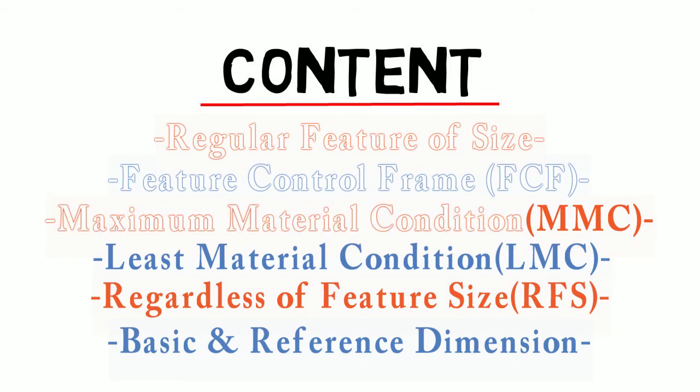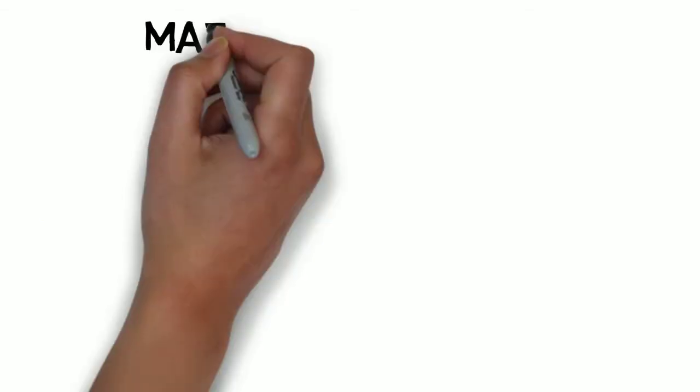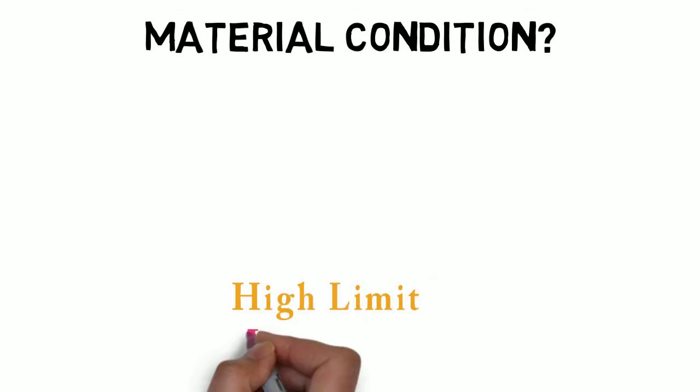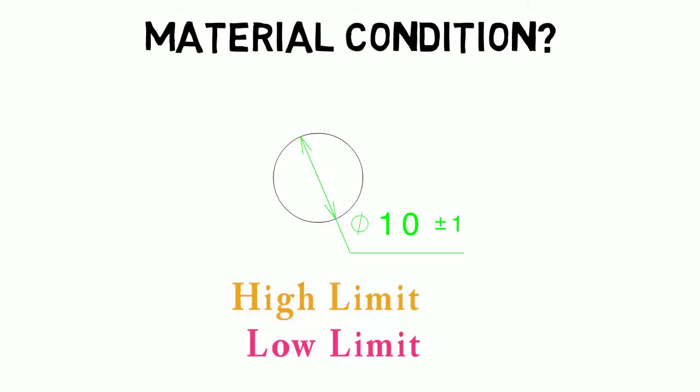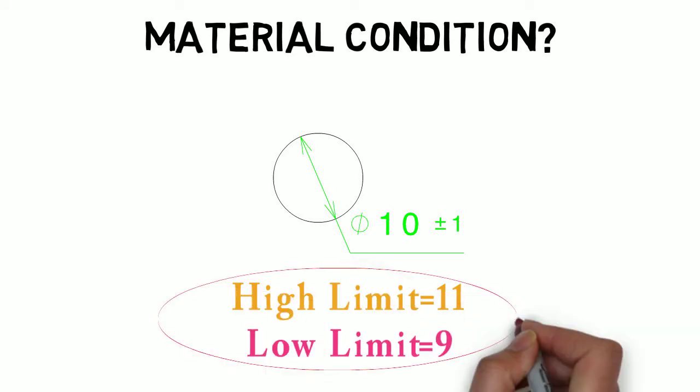First one from them is maximum material condition. Before that, we will see what is material condition. When we apply tolerance to dimension of any feature of size, it has a high limit and low limit. For example, consider a shaft like this with diameter 10 mm plus or minus 1 mm. So here its high limit is 11 and low limit is 9. These high limit and low limits we call them as a material condition.